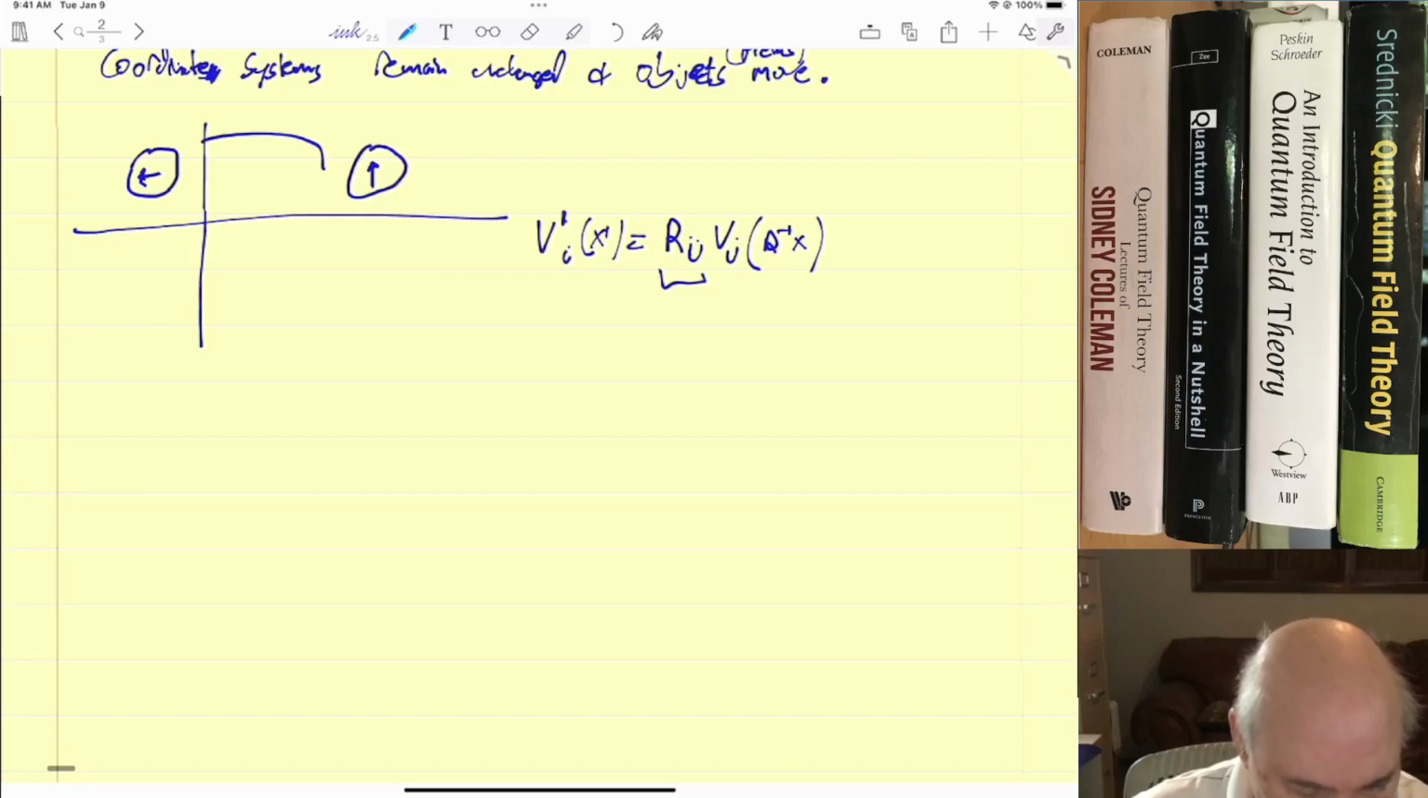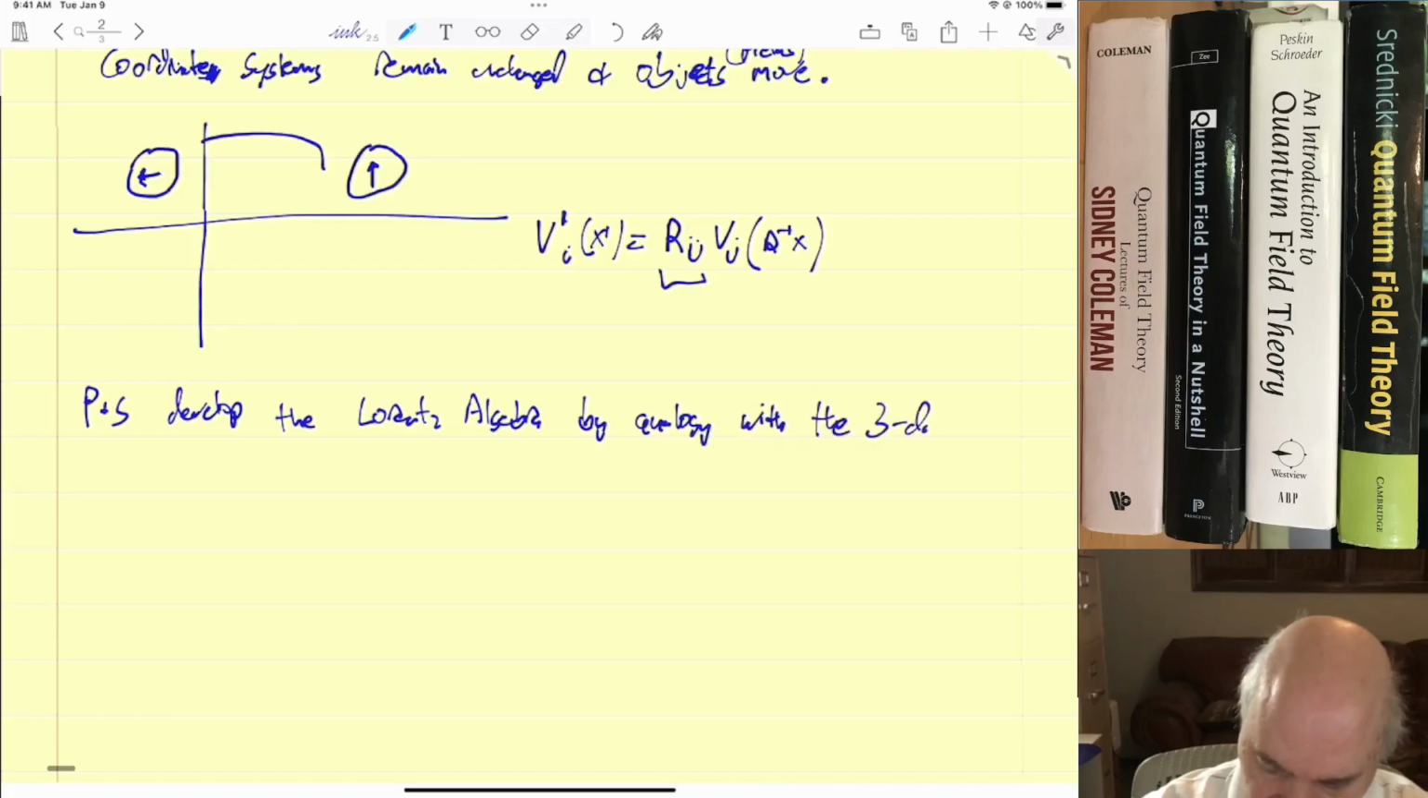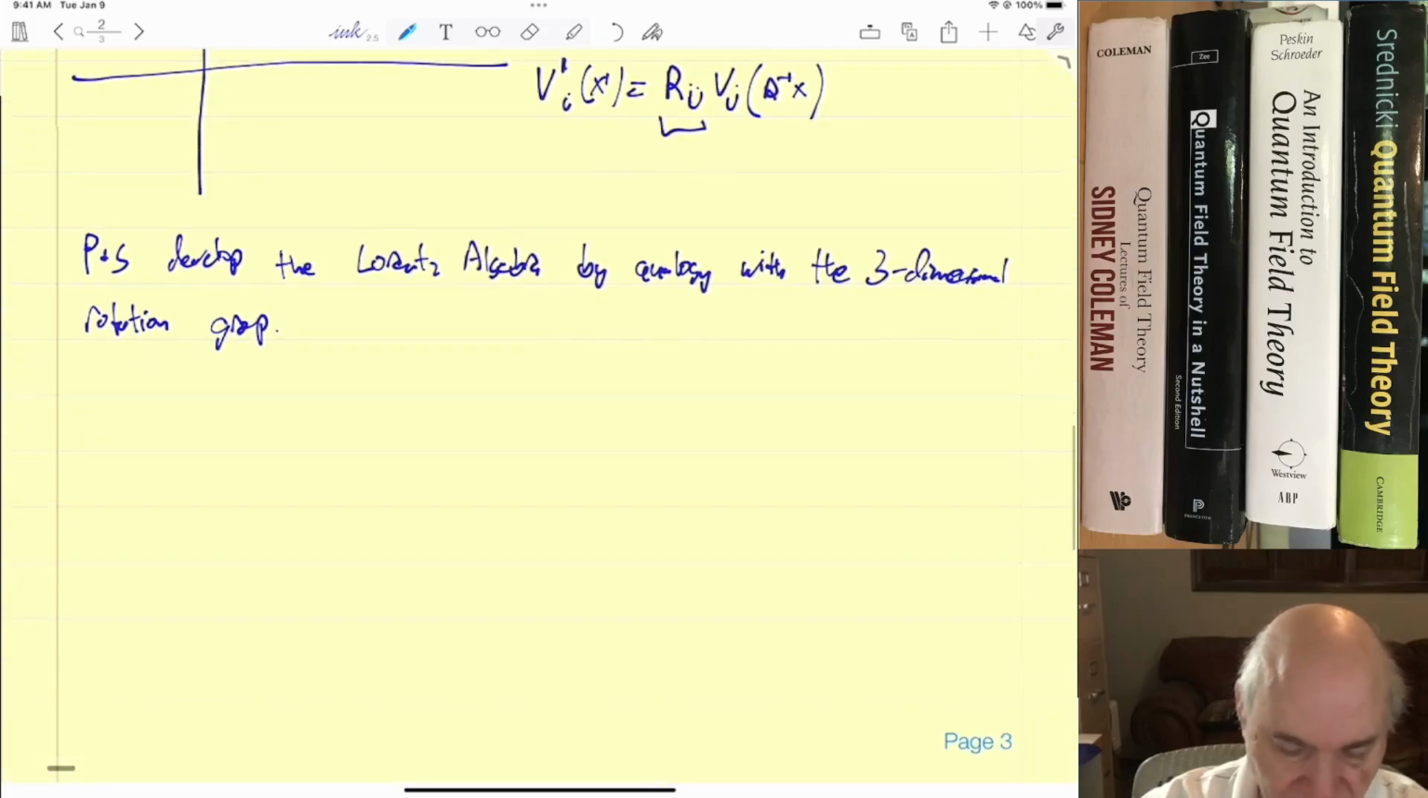So now P and S rather quickly develop the Lorentz algebra. This is sort of like Lie group theory and everything, but they don't really want to go through all of that, so they develop the Lorentz algebra. They do it by analogy with the three-dimensional rotation group. But they don't actually do it. They just sort of put down the answer.